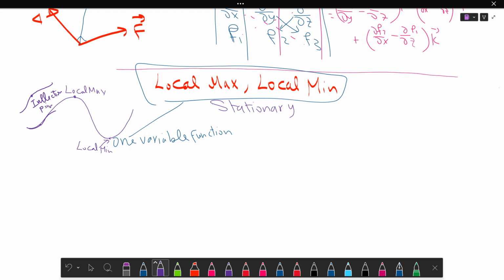You don't have this one in three dimensions, right? How to find this? How to find the local maximum in a one-variable function? It is easy to find the stationary point.